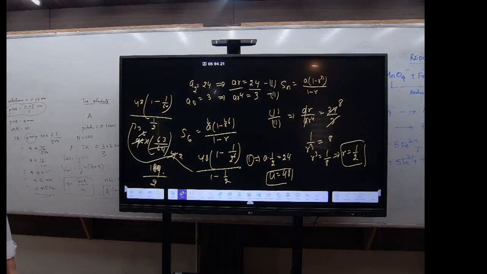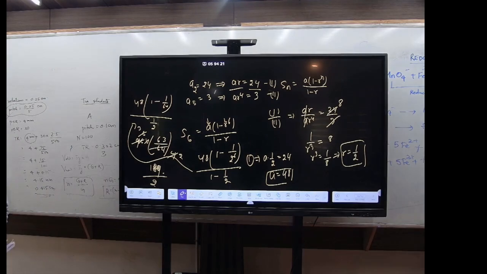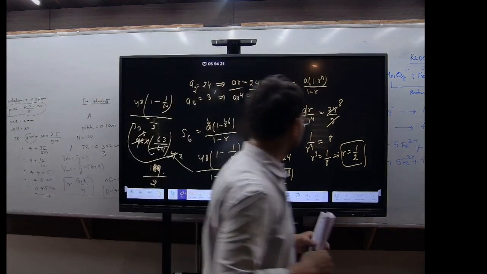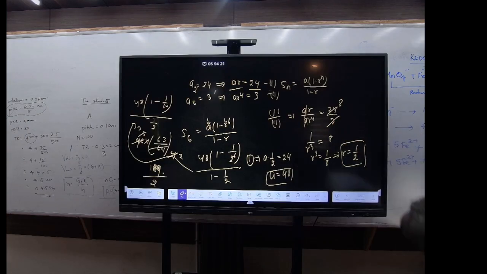So see, always A and R I have to find. In GP, always find A and R, and just remember the 3 formulas.